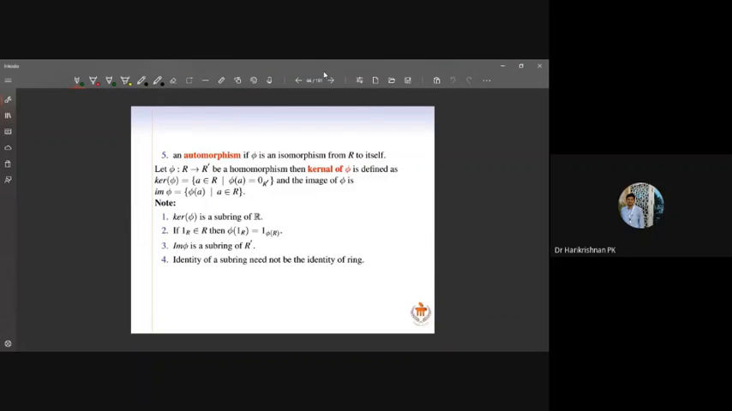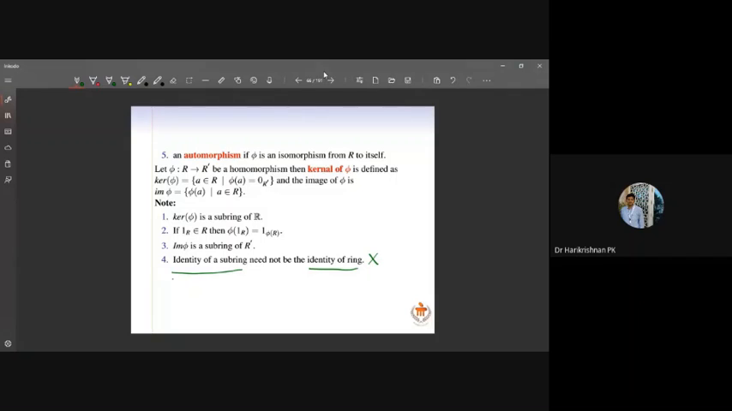So next, one obvious question that will come to our mind is, if you have a subring of a ring, whether the identity of a subring is the same as the identity of the ring. It is not true in general. If it is not true in general, we can show it through an example.